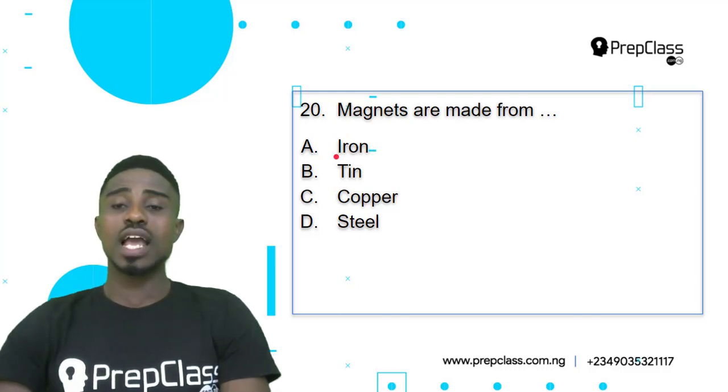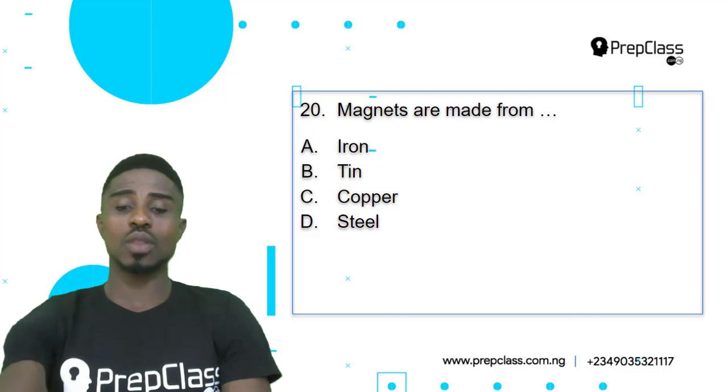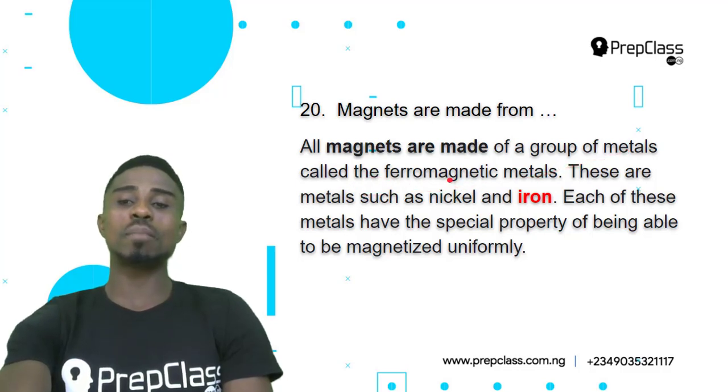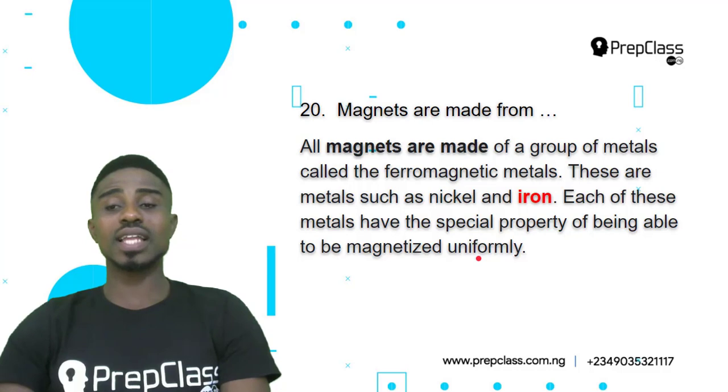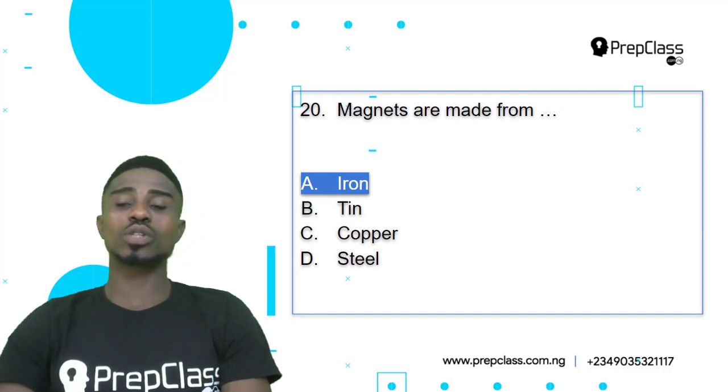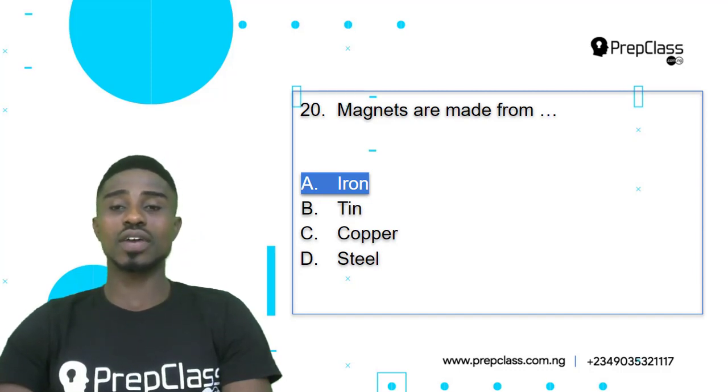I'm going to read out this explanation for us so we can better understand. So all magnets are made of a group of elements called the ferromagnetic metals. These are metals such as nickel and iron. Each of these metals has the special property of being able to be magnetized uniformly. So our correct answer is iron. Let's check it out. Question 20, option A, iron, is our correct answer.